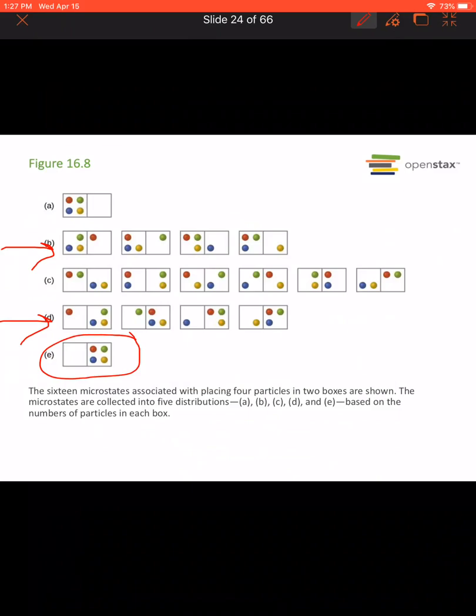But the one that's going to provide the most number of microstates is going to be C, where you have an even distribution of two particles in each box. And there are 6 different ways that you can do that. So the more ways, or W, that you can create a system, the more random it is, or the more probable that system will occur.